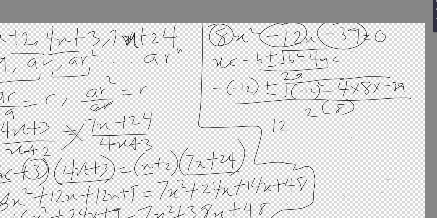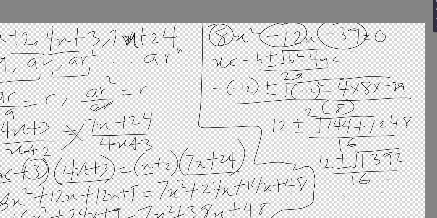So here we have a positive 12, then plus or minus, if we do our 12 squared, we'll be having 144, then plus 4 times 8 is 32, then 32 times 39, we have 1248, all over 16. So in this case, we add up 1248 and 144. So we have 1392. We don't know whether 1392 is a perfect square until we try to check it.